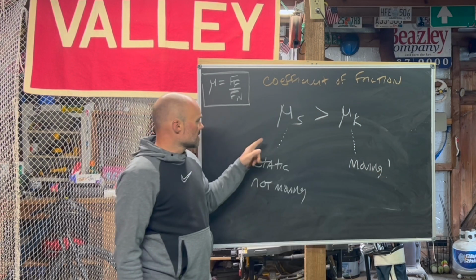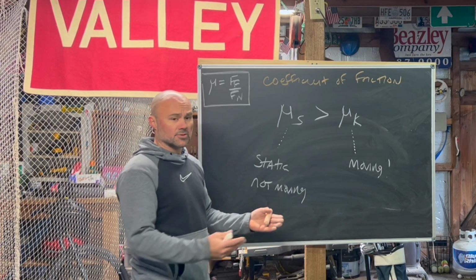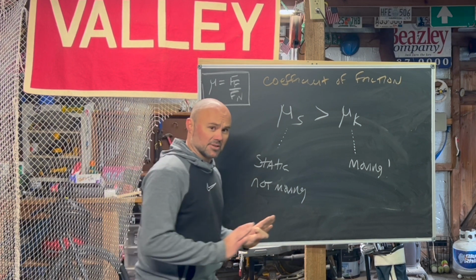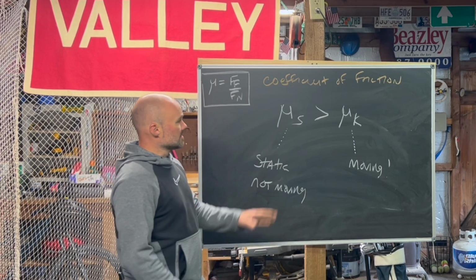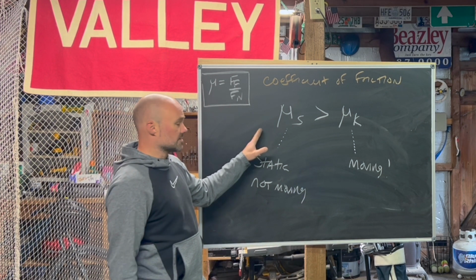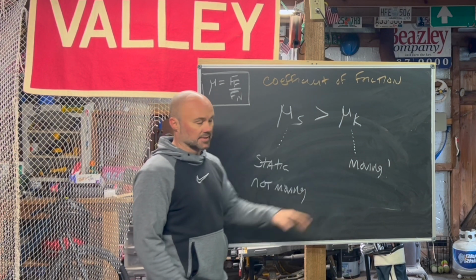And you can just think of this as it is more difficult to get an object moving than it is to keep it moving. So if you're going to push a car, you have to exert a lot of force initially. Once it's rolling, you can kind of keep it moving. And again, that just shows us that there is more stickiness if the object is stationary than if it's already moving.